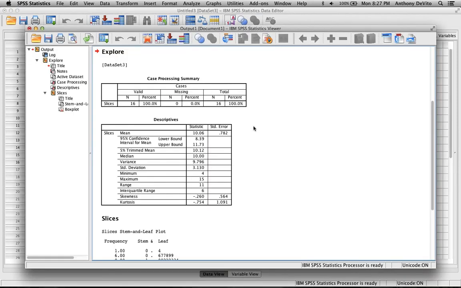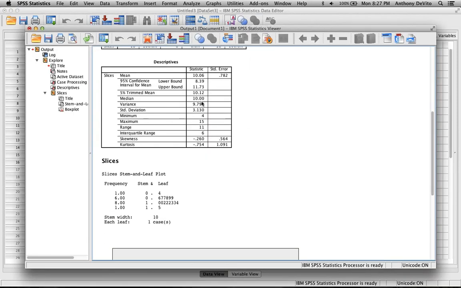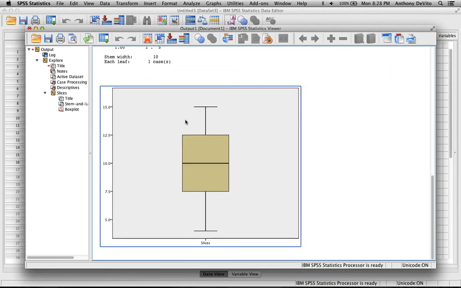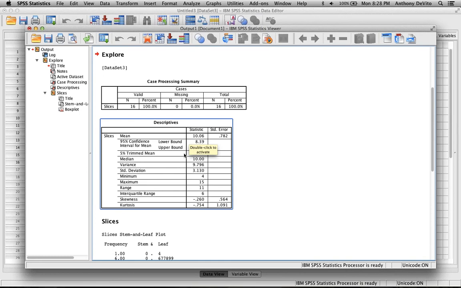Okay, and SPSS cranks and grinds, and it comes up with the answer here. And the mean was 10.06, same as we calculated ourselves. The standard deviation was 3.13, same as we calculated. And the 95% confidence interval, is it here? Yeah, there it is. It's 8.39 to 11.73.